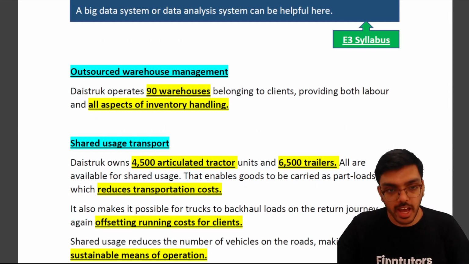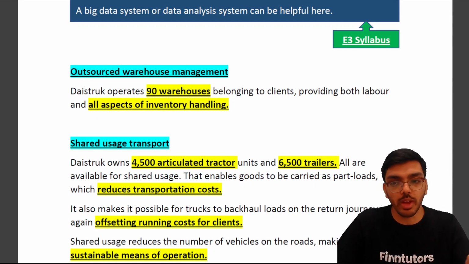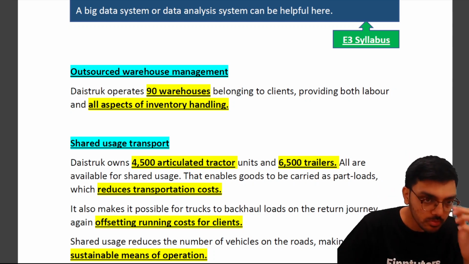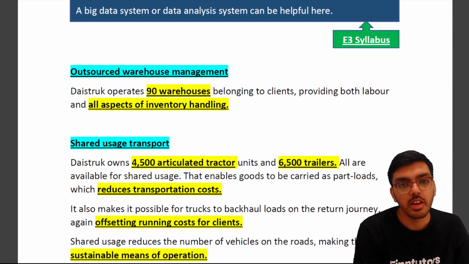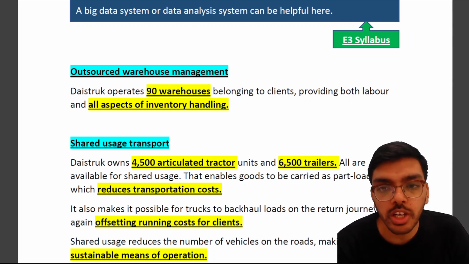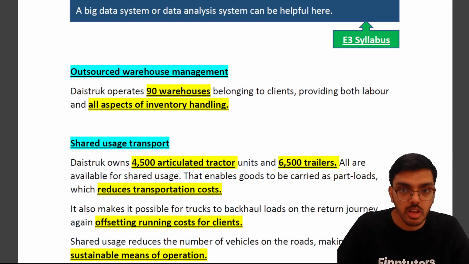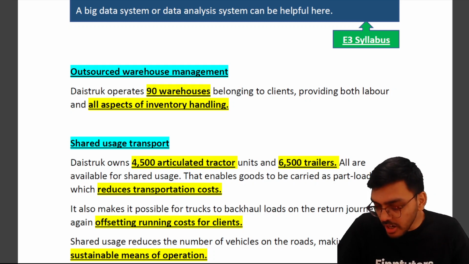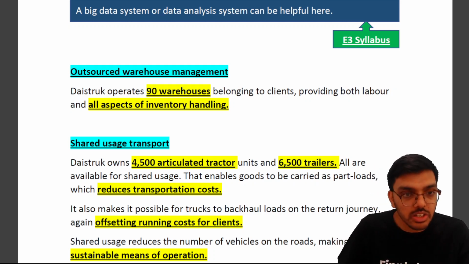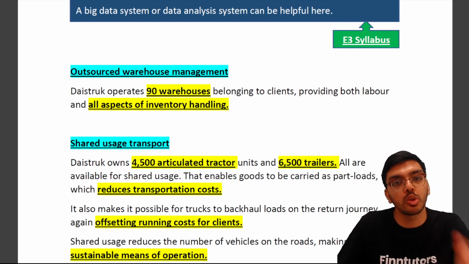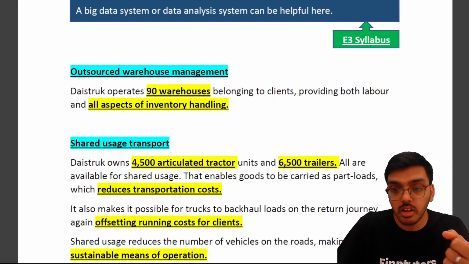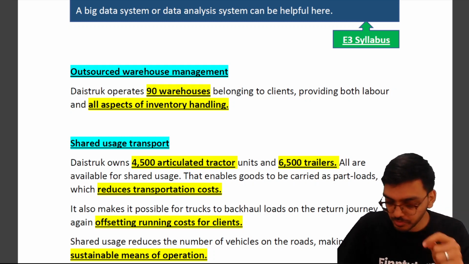Next service we have is called outsourced warehouse management. So Daistruk operates 90 warehouses belonging to clients. They belong to the clients. They are owned by the clients. But we provide labor and all aspects of inventory handling for those warehouses. That's one of our other services.